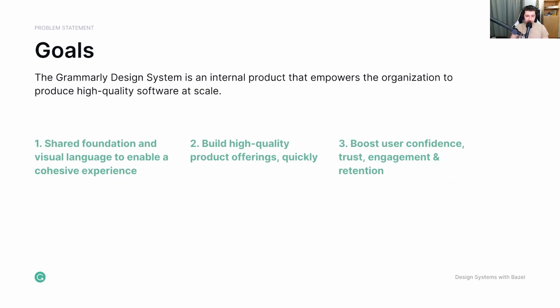What are the goals of the Grammarly design system? First is a shared foundation and visual language to enable a cohesive experience. Second is to build high quality product offerings. And third, boost user confidence, trust, engagement, and retention.